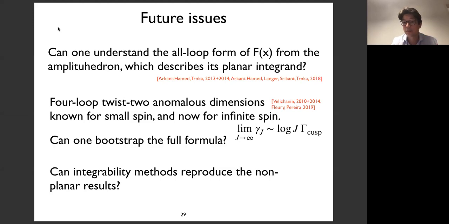Can one perhaps write some ansatz and bootstrap it? And finally, as I mentioned, one of the motivations was to provide some new information for integrability approaches. And I think it would really be fascinating if this non-planar cusp anomalous dimension can also be obtained from integrability. I'll stop there. Thank you very much.